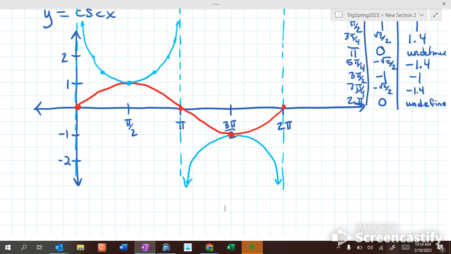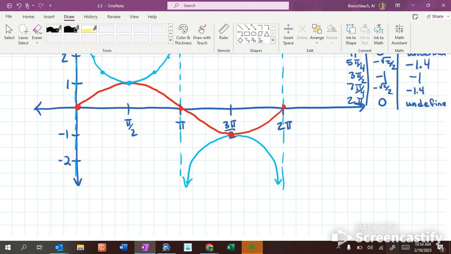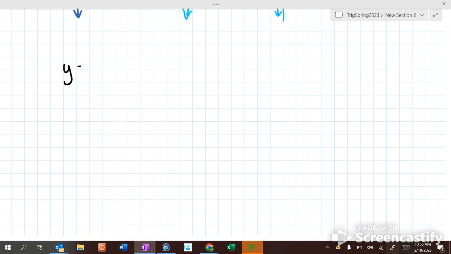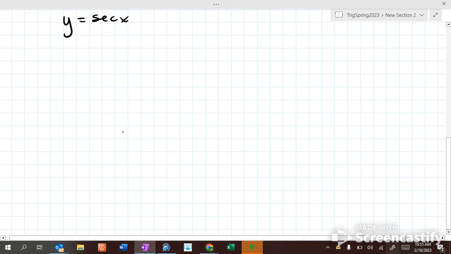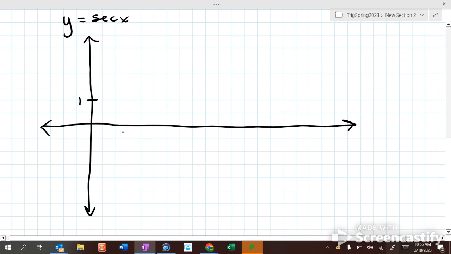Okay. So here we go. Now we're going to graph y equals secant of x. Secant of x is a reciprocal of what function? Cosine. So we're going to do kind of the same process here. And because we have some people that just aren't grasping this totally, we'll go through the same process so we kind of try to get it down.